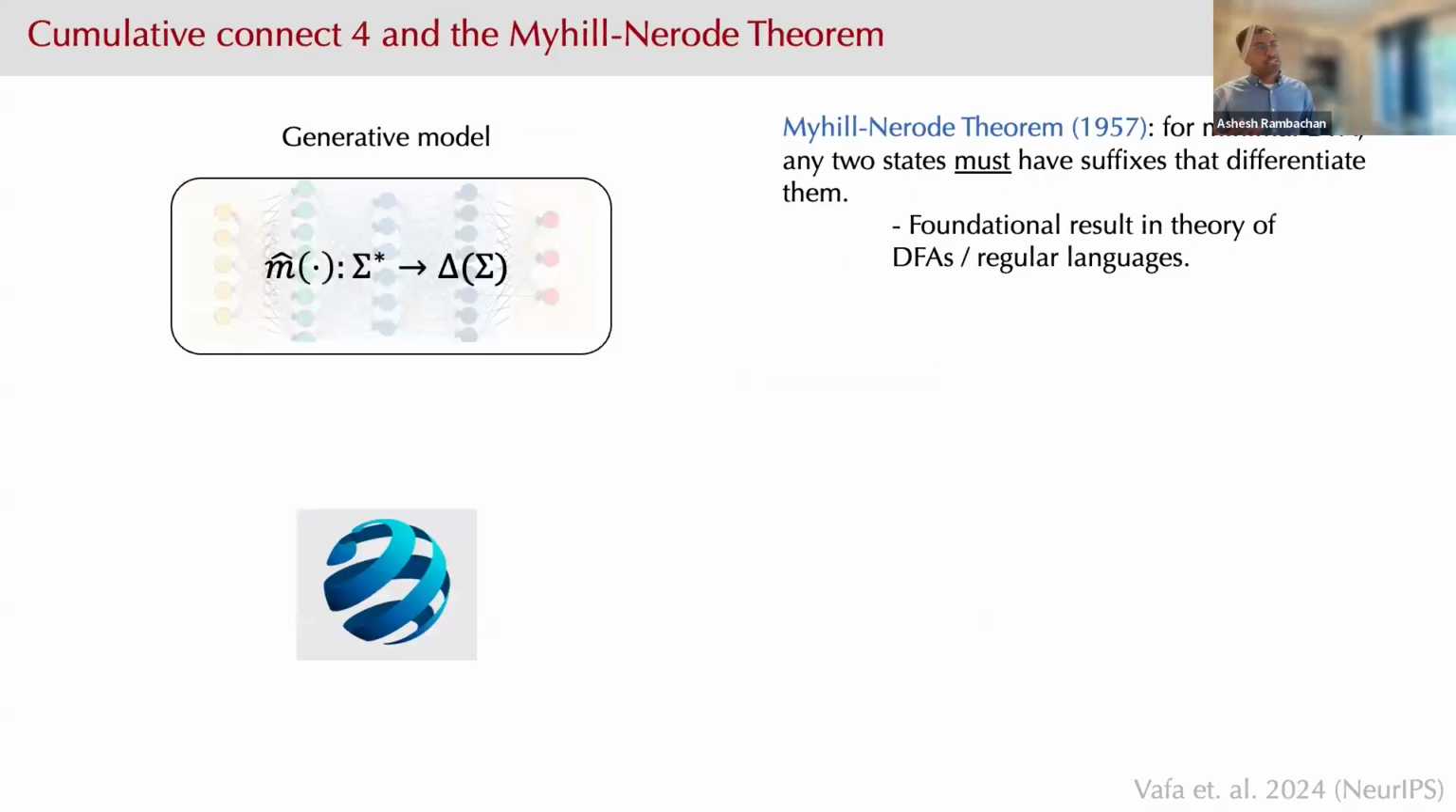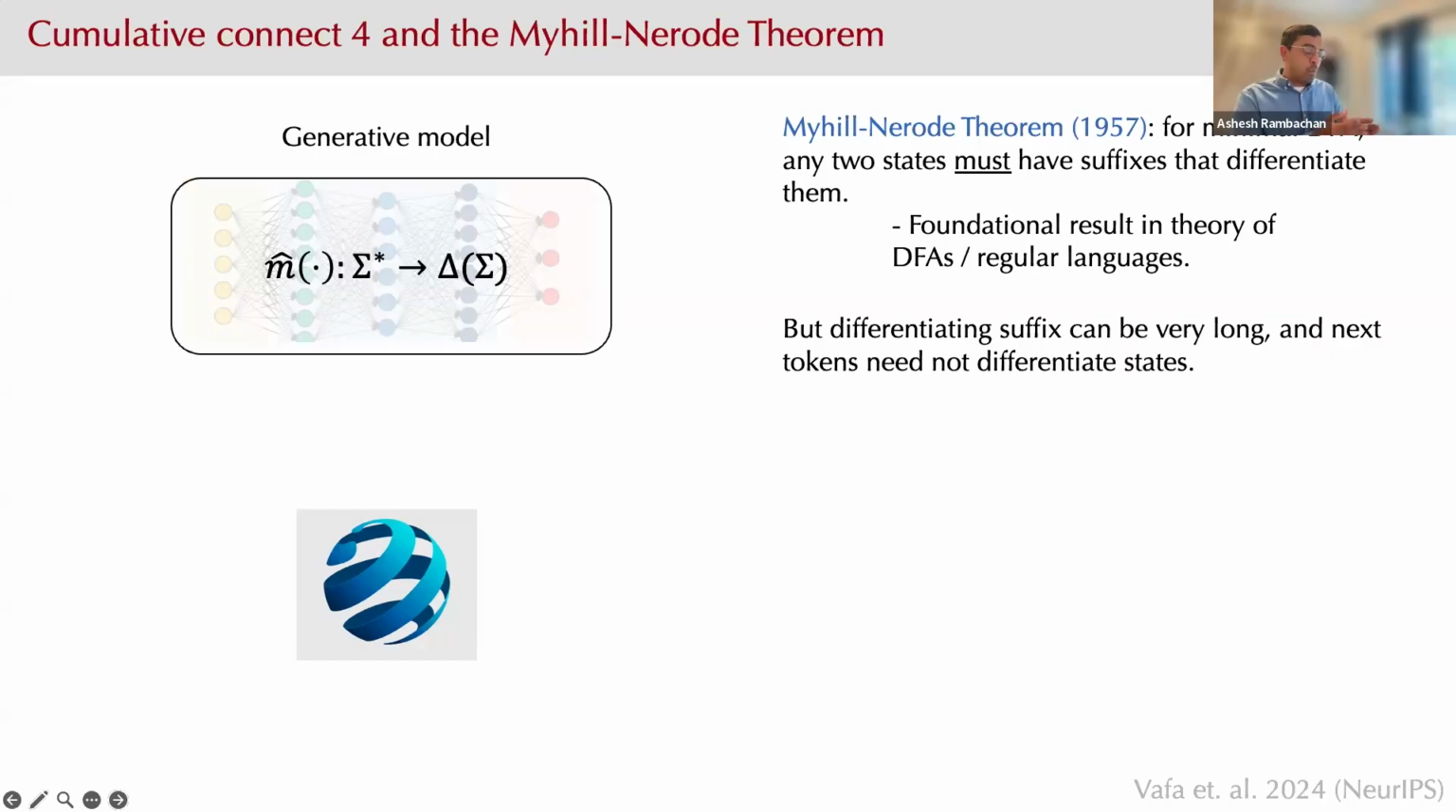Now, once you've applied this definition, it has a very clear upshot for how you should be evaluating these generative models, again going back to very classic work in CS. In particular, what's known as the Myhill-Nerode theorem tells us that for any DFA, any two states must have suffixes or continuations that differentiate them. So in other words, for two states to be different, they have to have different sets of valid continuations.